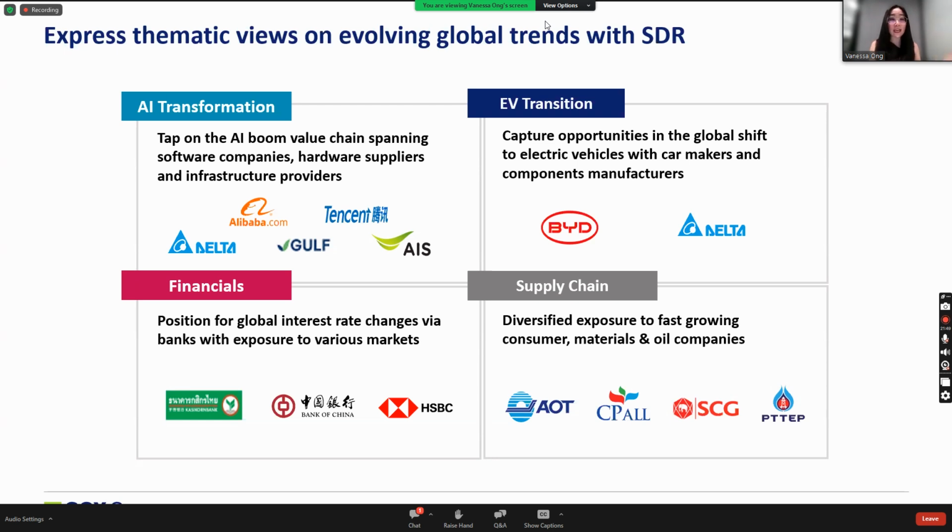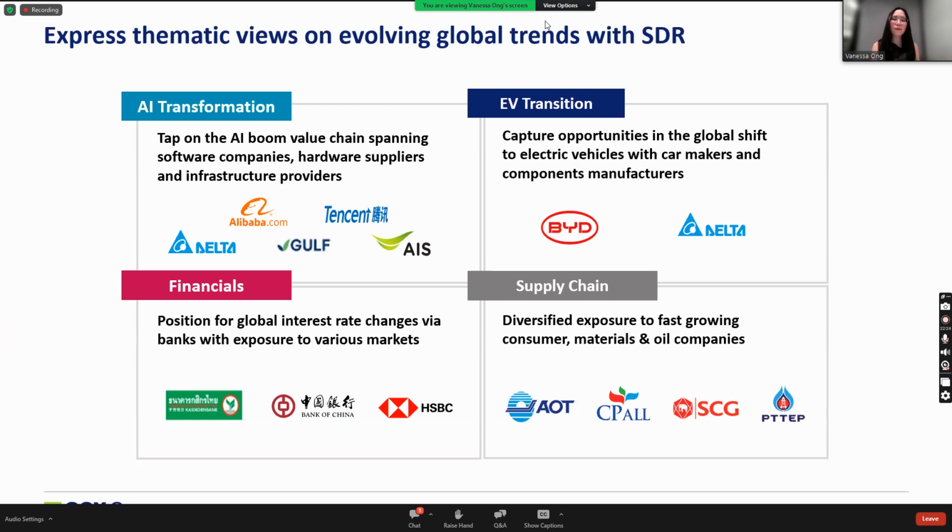So for example, for the AI transformation sector, you can now tap on the entire AI value chain, spanning the software companies like Alibaba and Tencent, all the way to the hardware suppliers and the infrastructure providers from the Thai SDR suite, including Delta, Gulf, and AIS. Additionally, even for the EV sector, we have secondary listings like NIO on SGX. And now with the Hong Kong SDRs, you can also use BYD to capture more global opportunities across the EV value chain.